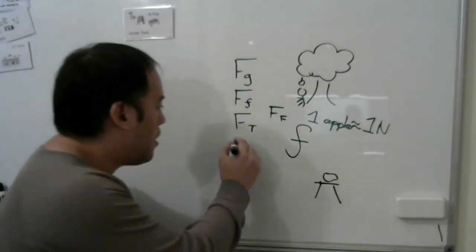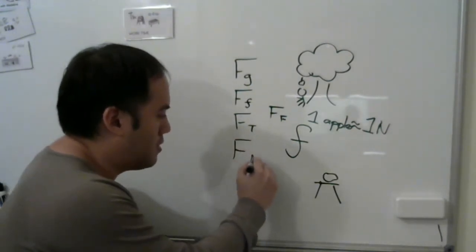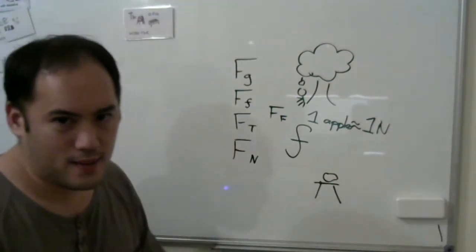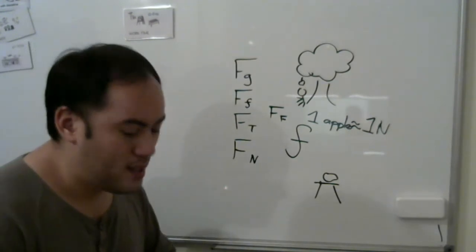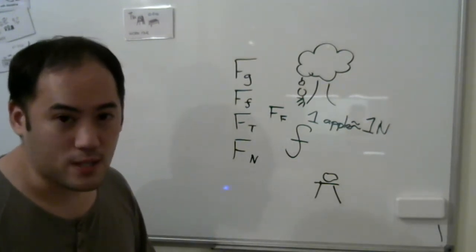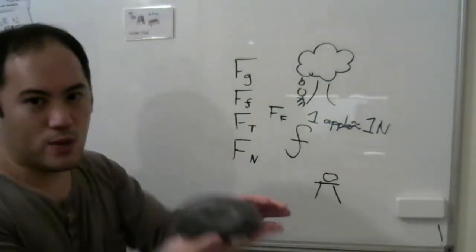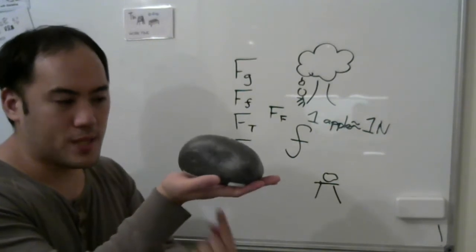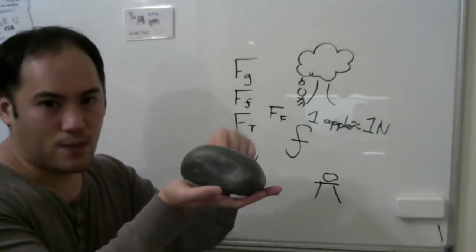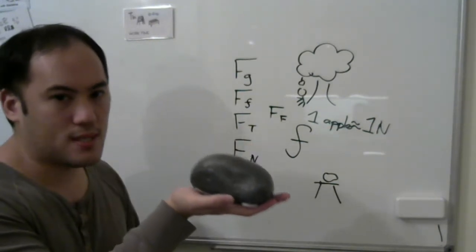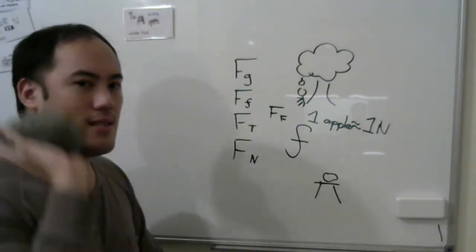There's a force called normal force. It's a very normal thing. Normal force is the force exerted on solid objects when they push on each other. So if I put a rock on a table or even on my hand, the force from my hand on the rock is a normal force. I'm pushing the rock up with normal force.